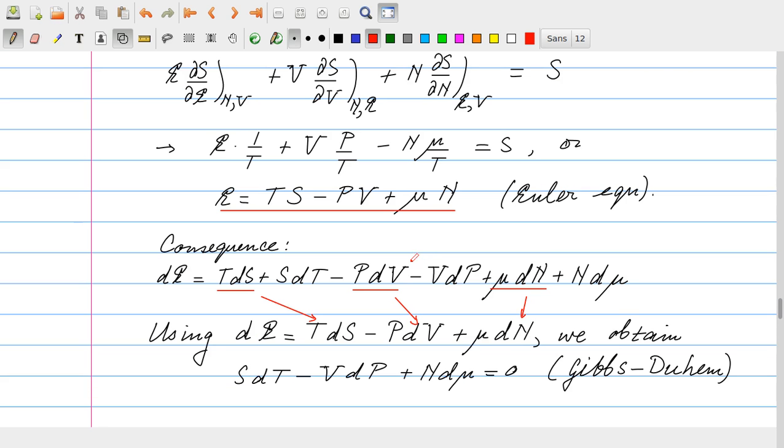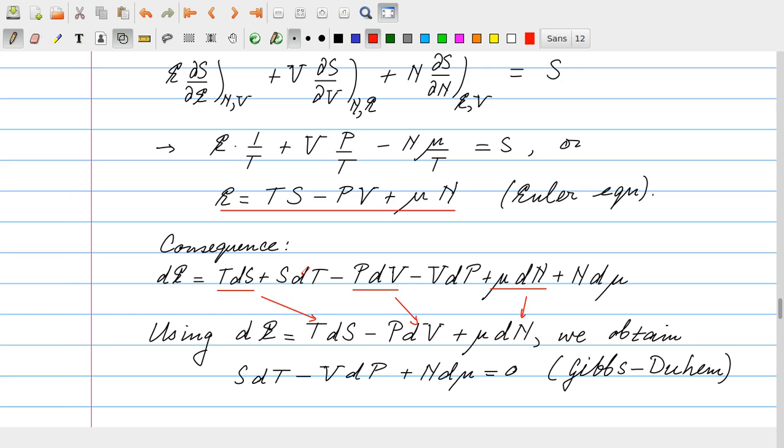Now we know from the first law that dE is the heat, TdS, minus the work. And we have two types of work. First we have the mechanical work, and then we have the work involved in changing the particle number. That's mu dN. And so we see that three of those terms are equal to dE.